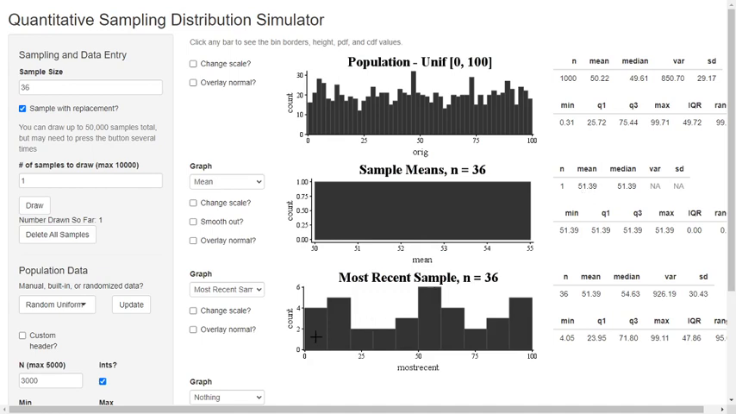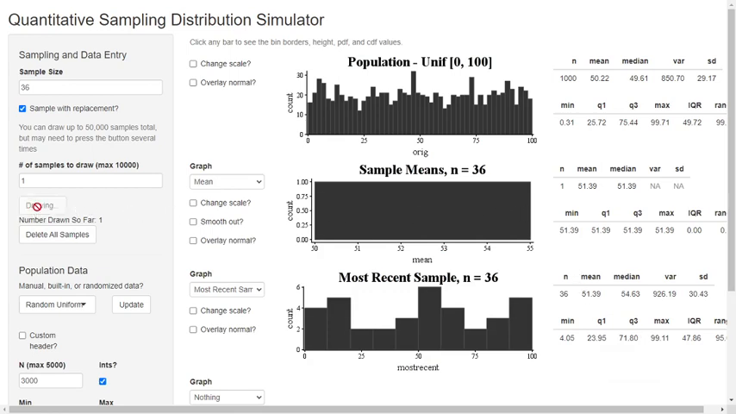Why? Because our sample of 36 had 4 numbers between 0 and 10, 5 numbers between 10 and 20, 2 numbers between 20 and 30, and so on. And so all 36 of them have a minimum of 4 and a maximum of about 99, but the average ended up being 51. So right there in the middle.